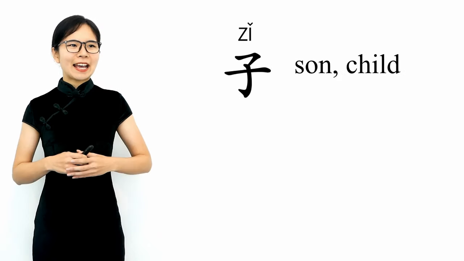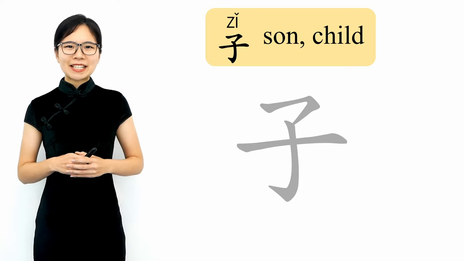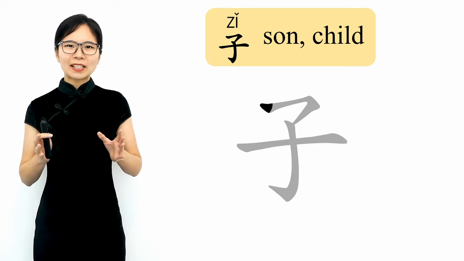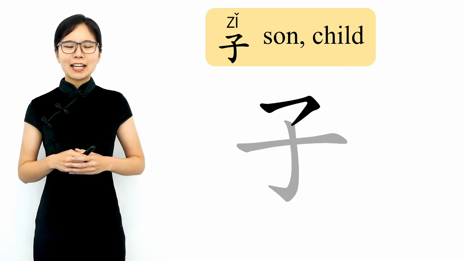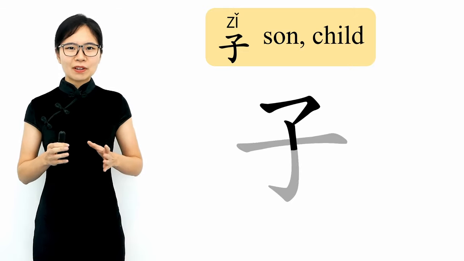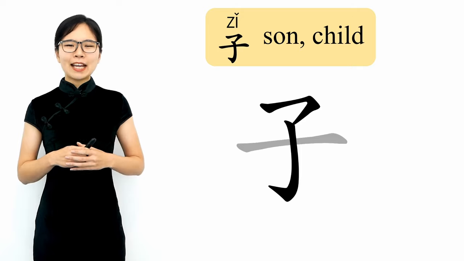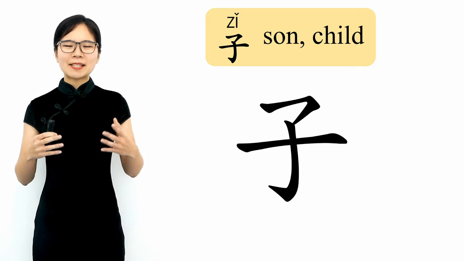Now, let's take a look at how to write the character 子. This character is written using three strokes. First is a short horizontal line with a big hook that represents the baby's head. Next is a vertical stroke with a hook that represents the baby's body. And finally, a large horizontal line that represents the baby's open arms.